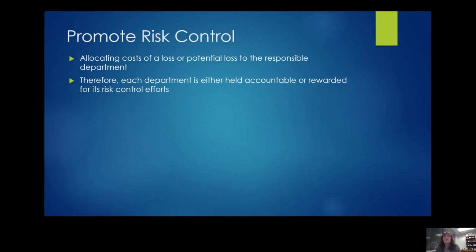Talk a little bit more about promoting risk control. So allocating costs, like I said, to the responsible department is what you ideally want to do. Each department would be held accountable and rewarded for managing their efforts if you find the right department to allocate it to. However, if you have some kind of cost or expenditure that is really truly attributed to the entire organization, it doesn't make sense to just attribute it to one.